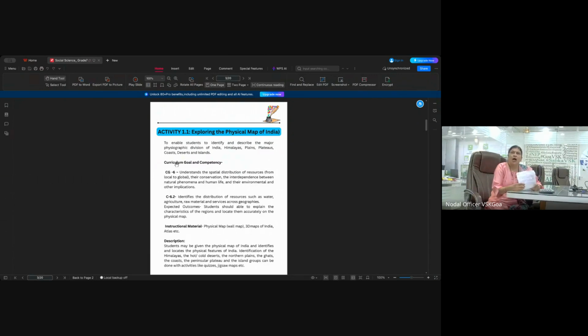Teacher can also ask the students to show the coastal areas or the coastal plains like the east coastal plains and the west coastal plains. Or teacher can also tell students to identify the Western Ghats and the Eastern Ghats, or the islands in the Arabian Sea, or the islands in the Bay of Bengal. It's up to the teacher whether to conduct this activity individually or to divide the class in groups.